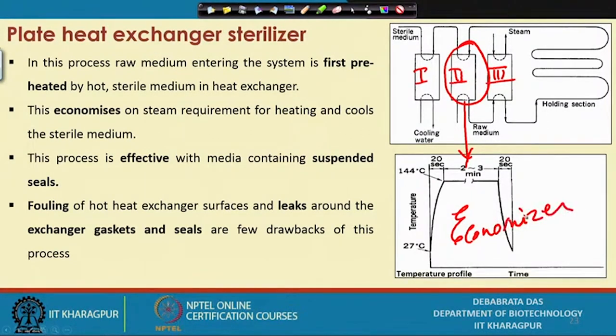Why do they call it economizer? Because here you are preheating the media. How are you preheating the media? The media after the holding section, when it is going out, that heat we are using for preheating the media, so that we can save a lot of energy, and that is why we call it economizer.